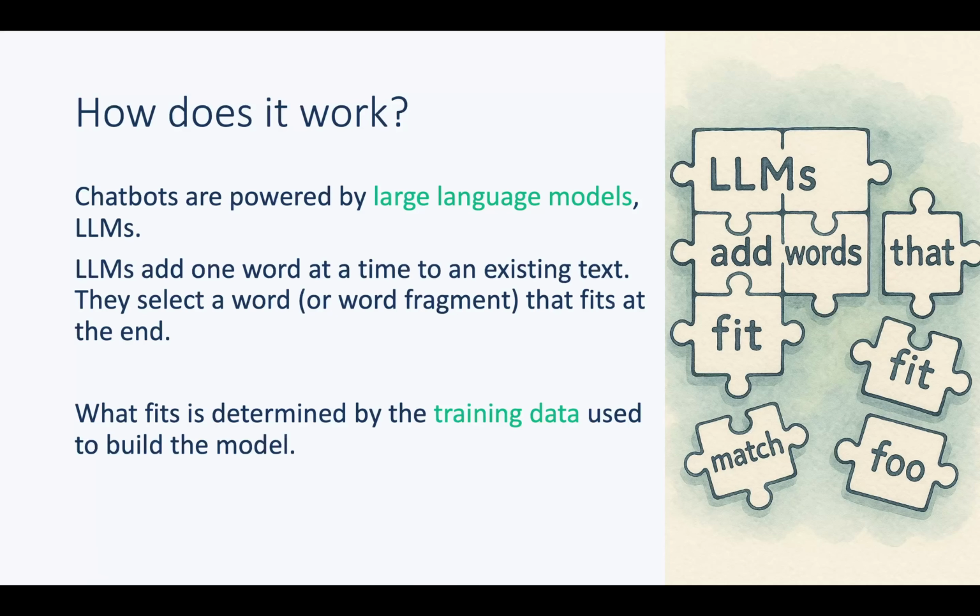And the big question is, of course, how does it know what fits at the end? The short answer is that when these large language models are built, they take a huge amount of text and a huge amount of computational power to extract patterns from this training data. And those patterns are used to determine what words fit at the end. We'll go deeper into this in other videos, but that's the short story.